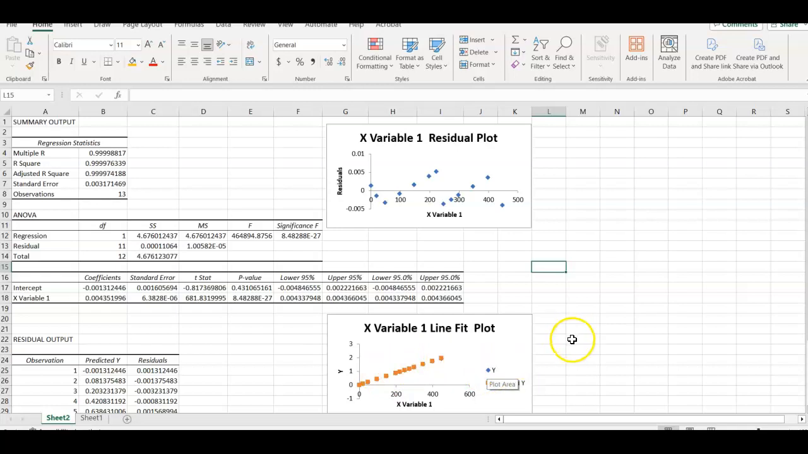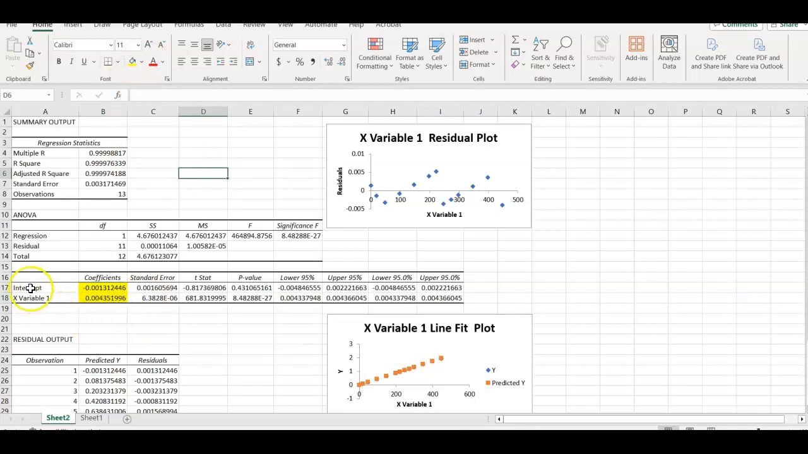That means it's a very good fit. Look at my residuals, they're nice and random. My R squared is 0.9999. That's excellent. It's very close to 1. And so this is giving me a very good fit to my data.